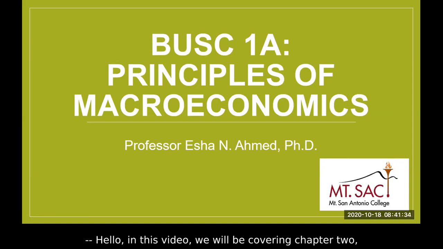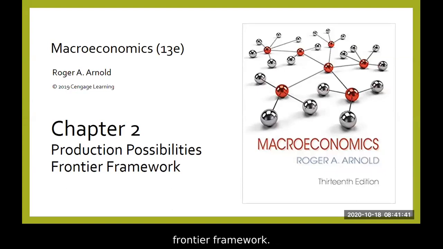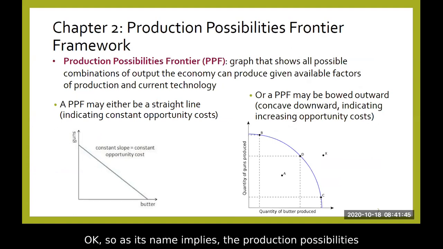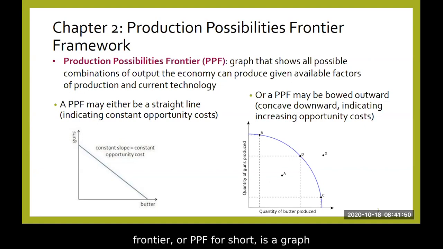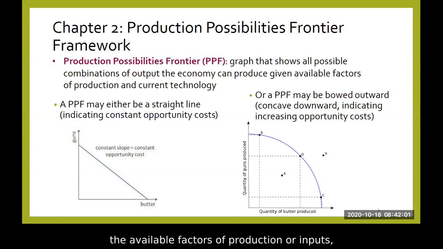Hello, in this video, we will be covering Chapter 2, and this chapter looks at the Production Possibilities Frontier Framework. As its name implies, the Production Possibilities Frontier, or PPF for short, is a graph that shows all of the different combinations of output that a country or an economy can produce, given two things: the available factors of production or inputs, and the current state of technology.